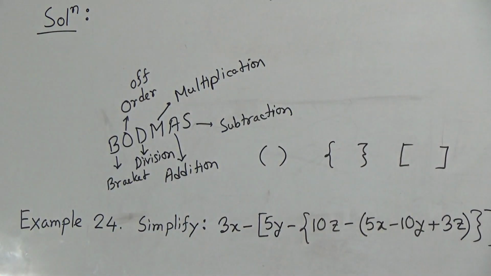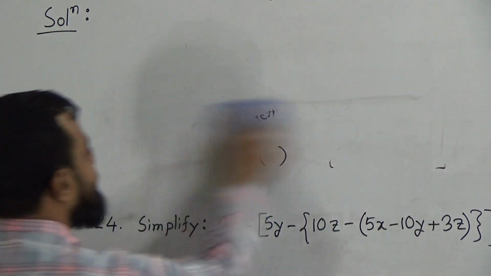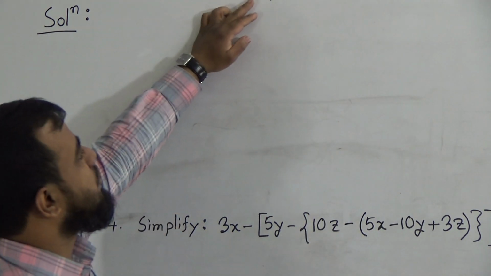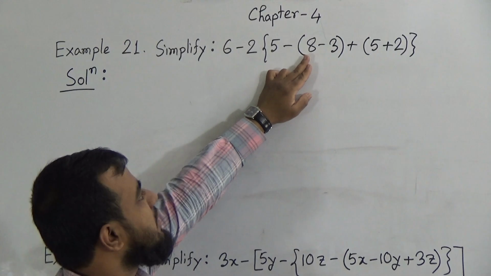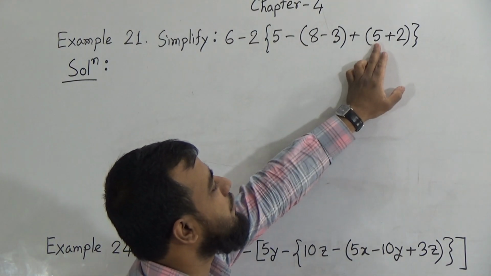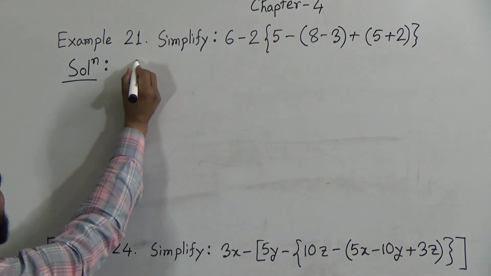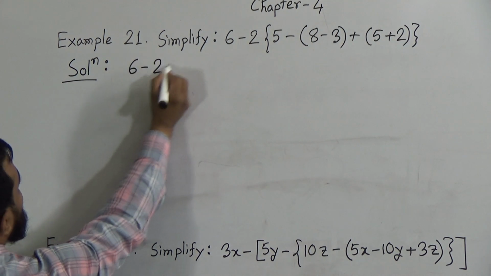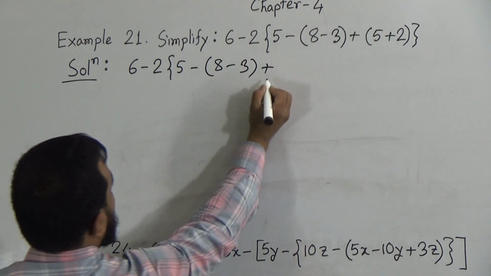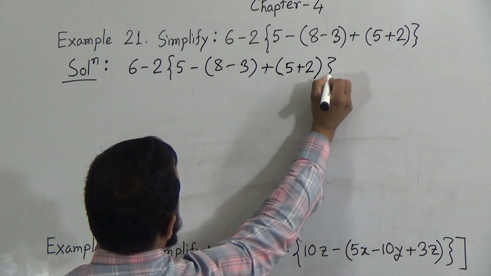Now the simplification number 21 is given here. We need to solve that one. My dear students, now look at the board and try to solve this one. This one is 6 minus 2, second bracket start 5 minus, first bracket start 8 minus 3, plus, first bracket, another first bracket, we have 5 plus 2. That means first of all we need to write it down again. So the solution is 6 minus 2, 5 minus 8 minus 3, first bracket close, first bracket start again, 5 plus 2, first bracket close and second bracket close.